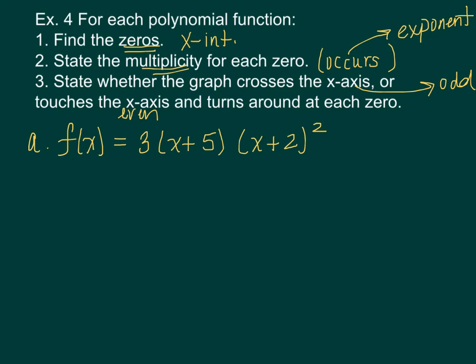All right, so looking at A, first thing you want to see is if it's in factor form. So yes, it is. So you're going to take each factor, this factor and this factor, and you're going to set them equal to 0. And notice this factor occurs twice, so this multiplicity is 2. This factor occurred once, so this multiplicity is 1.